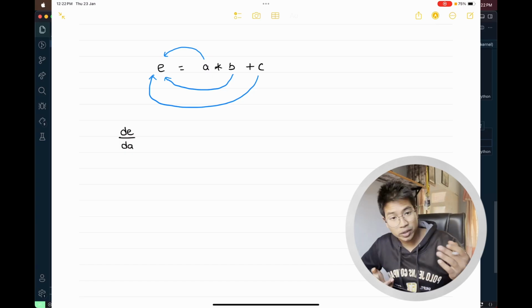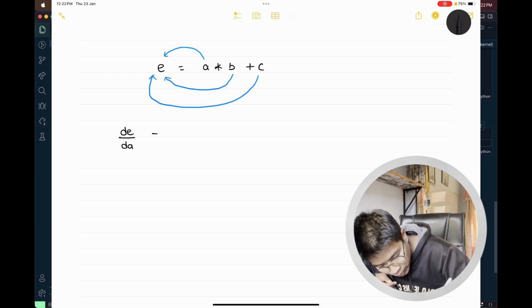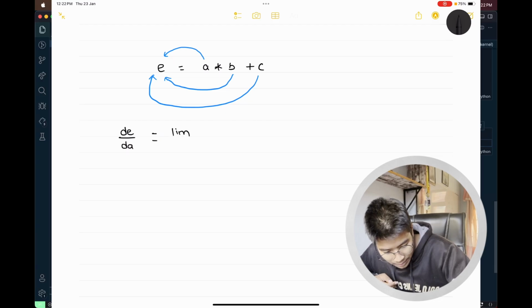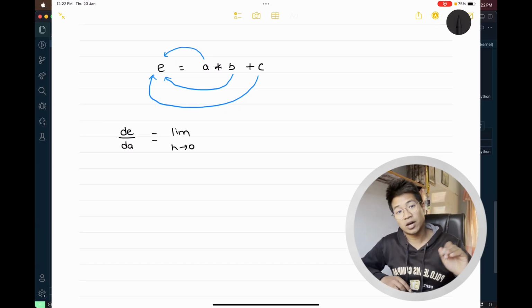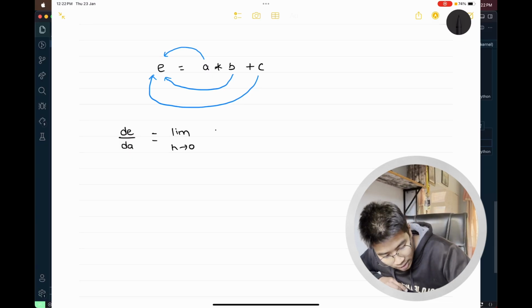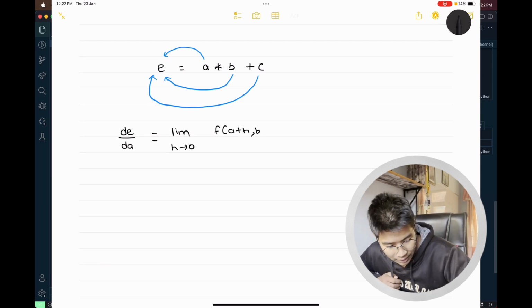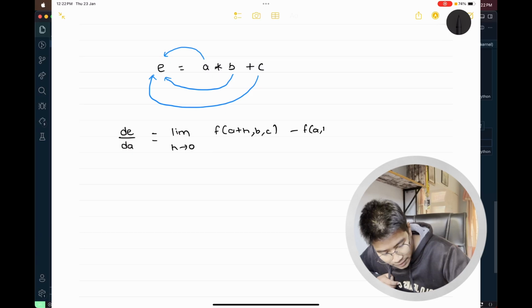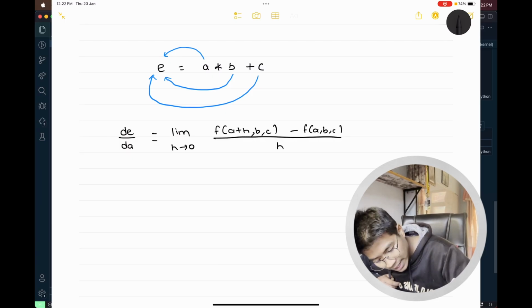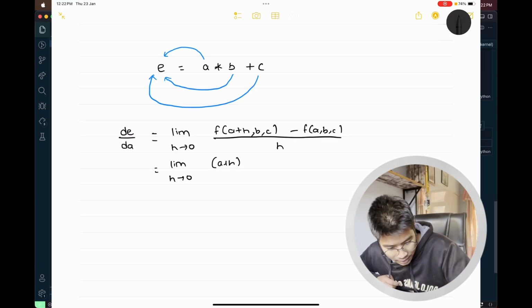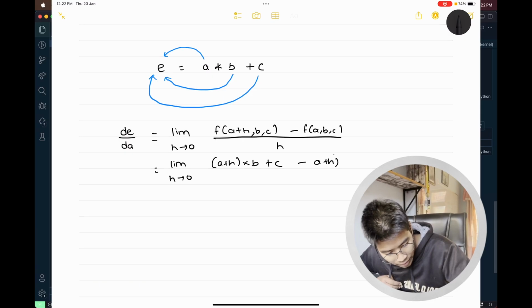Okay, and we can do this very, very easily. The way you would do that would be limit as h tends to 0. Now I'm going back to that formula of derivative. We can calculate that, right? So that is the function of A plus some h, B, C, minus the function of A, B, and C, divided by h, limit as h goes to 0. So that would be (A plus h) times B plus C minus A times B plus C.